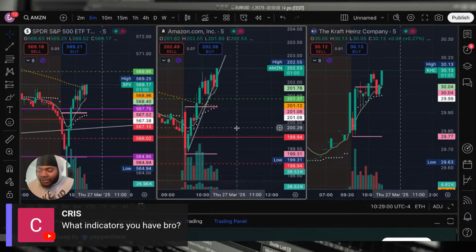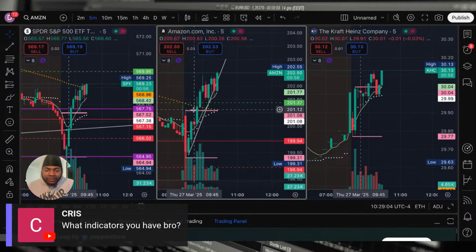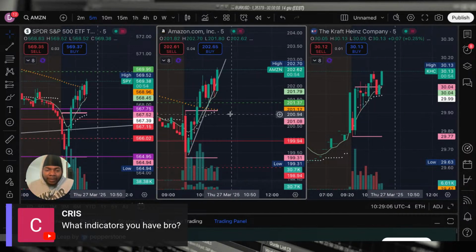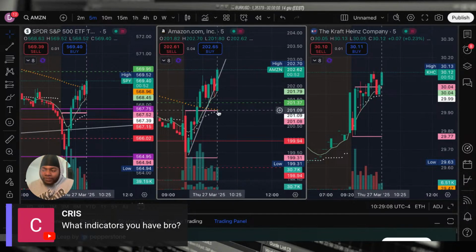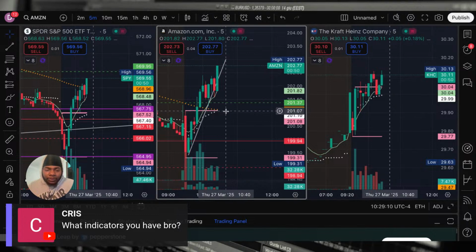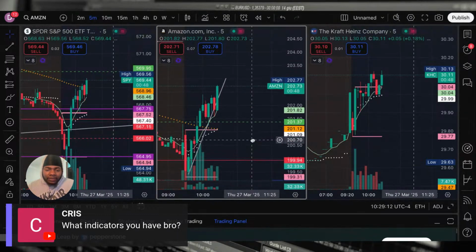And I'm actually using the open range breakout right now in this trade. You see that pink line right here? I'm using that open range breakout. Y'all see Amazon, right? Y'all should be up. I'm up 12% right now on Amazon.